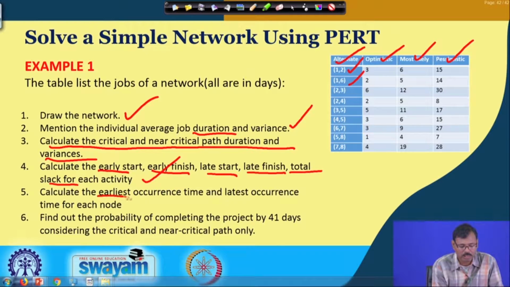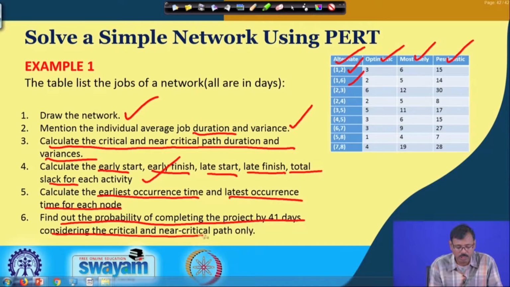You have to calculate the early occurrence time and late occurrence time of each node, and you have to find out the probability of completion of the project by 41 days in consideration of the critical and near critical paths only. In the last class also we discussed that you need to go for the complete analysis of the network and a bigger probabilistic approach if you are considering all uncertainties attributed to all the jobs, and that leads to uncertainty on the completion of the project, because interdependencies are there.